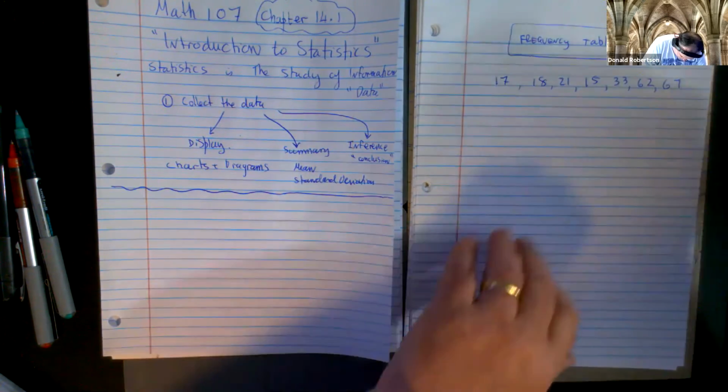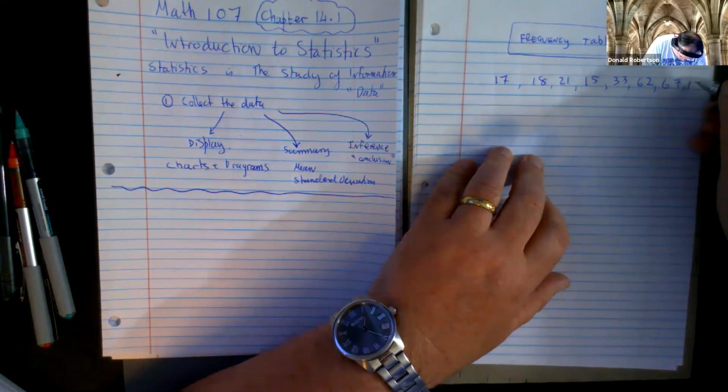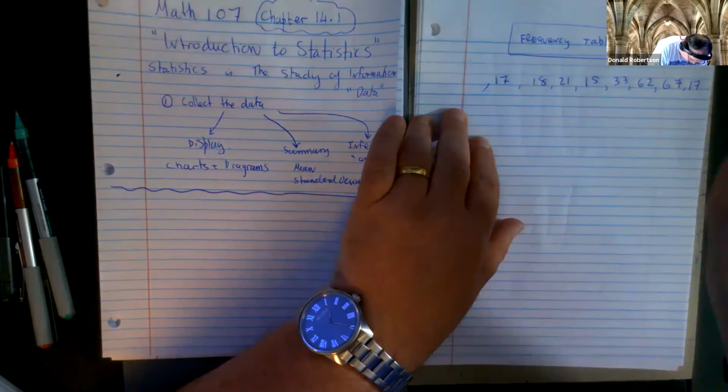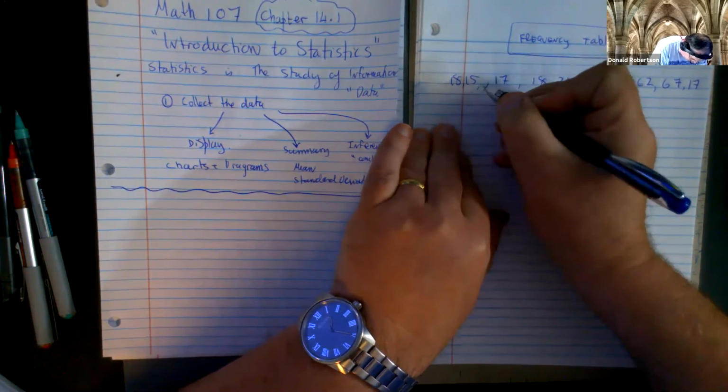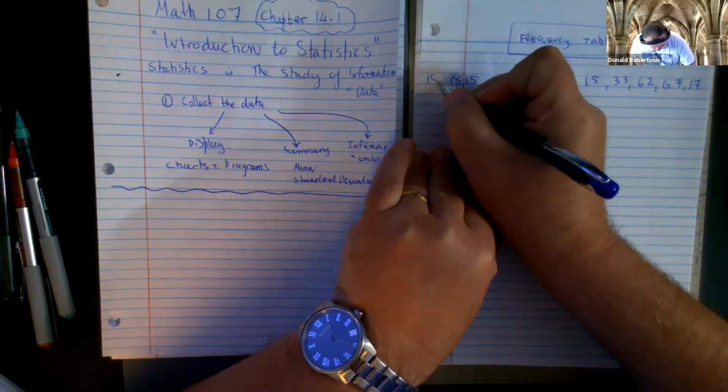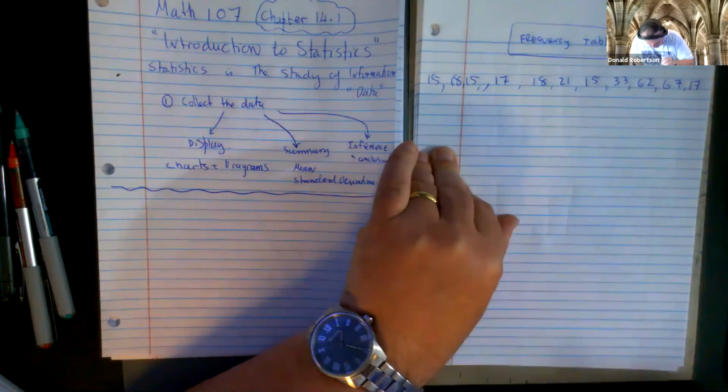Yeah, that'll do. 67 and 17, and I need some numbers at the front. 18, 15, and another one, 15, right? 1, 2, 3, 4, 5, 6, 7, 8, 9, 10, 11. That's plenty, right?